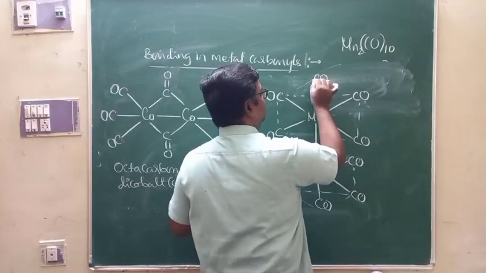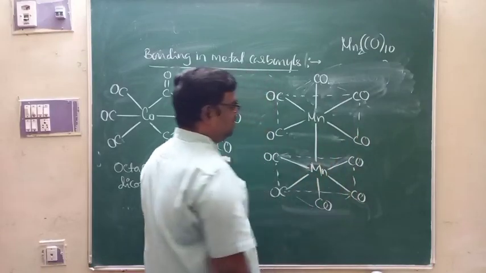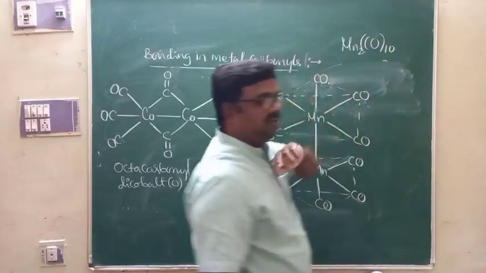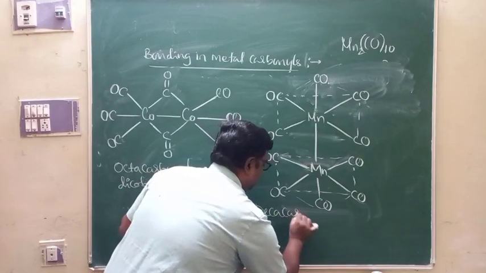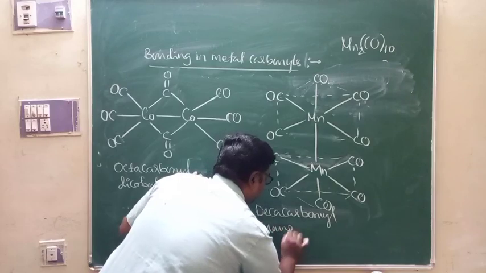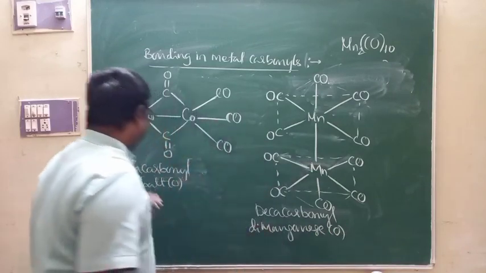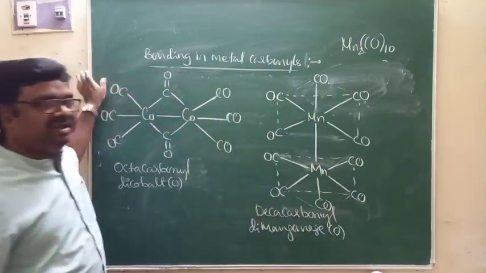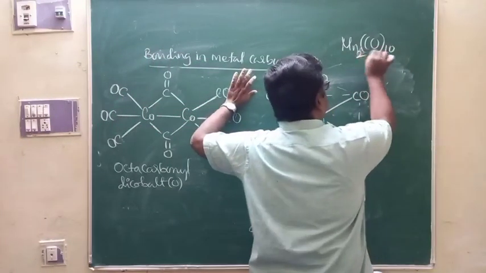Here, in this case, one pyramid is pointing upward, another pyramid is pointing downward. This is what we call the structure of Mn2CO 10 times, decacarbonyl dimanganese 0. Deca means 10 carbon monoxide molecules and 2 manganese, Mn2CO 10 times.